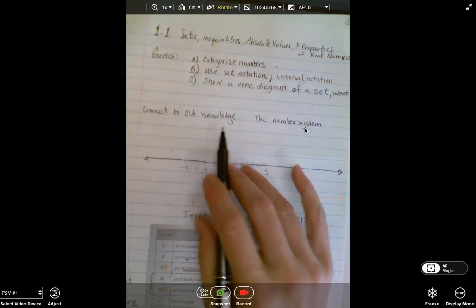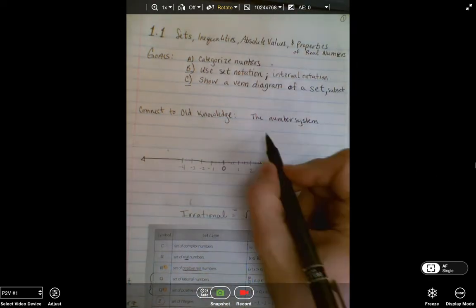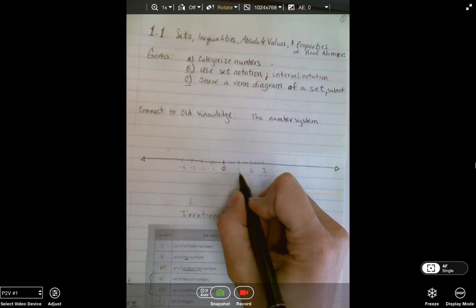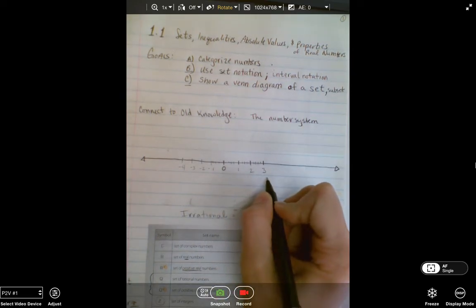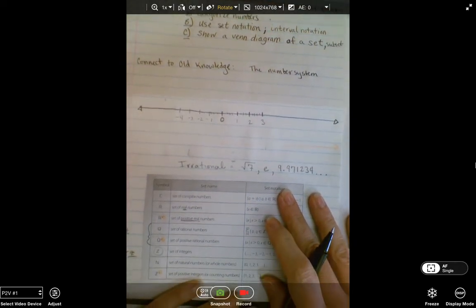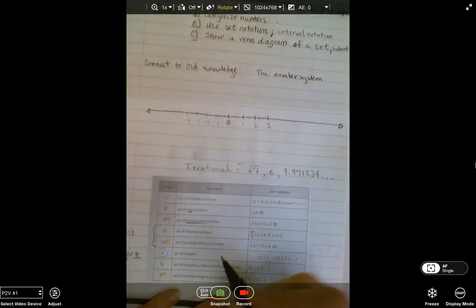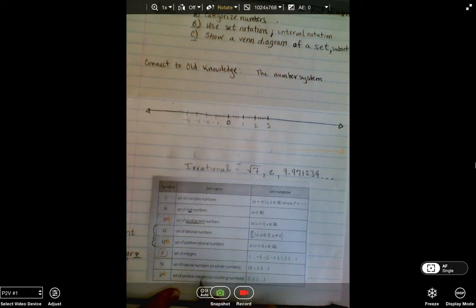If we're going to connect this back to old knowledge, we had the number system. We had things that we normally tick on the number line to the right: 0, 1, 2, 3. Those are called natural numbers because we naturally count with them. And I will put a PDF of this online for you to look at later.